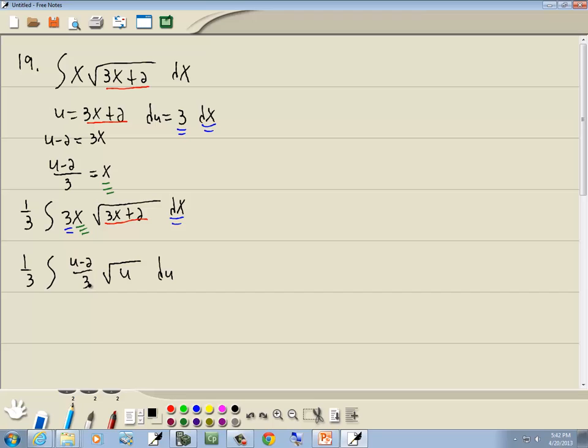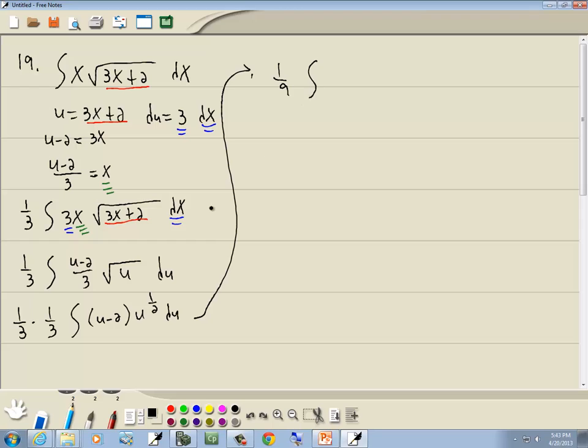Now this 3 that's in the denominator here, I can put it out in front. So we're going to have 1/3 times 1/3, the integral of u minus 2, and square root of u is u to the 1/2, du. 1/3 times 1/3 is 1/9. And I can take this u to the 1/2 and multiply it through. So we'll take u to the 1/2 times u. That gives us u to the 3/2, 1 plus 1/2, minus 2 u to the 1/2. So we multiply it times a negative 2 also, du.